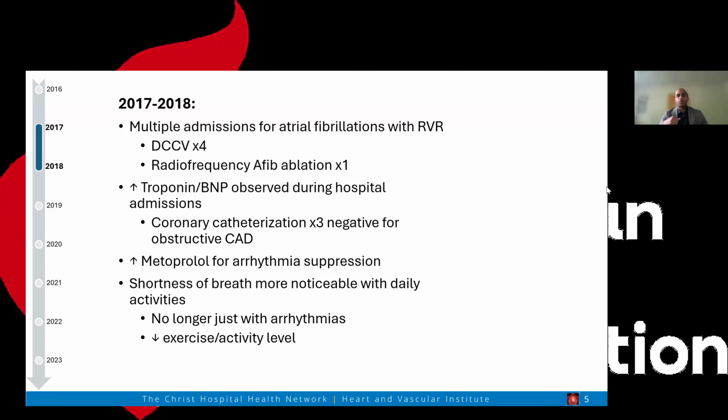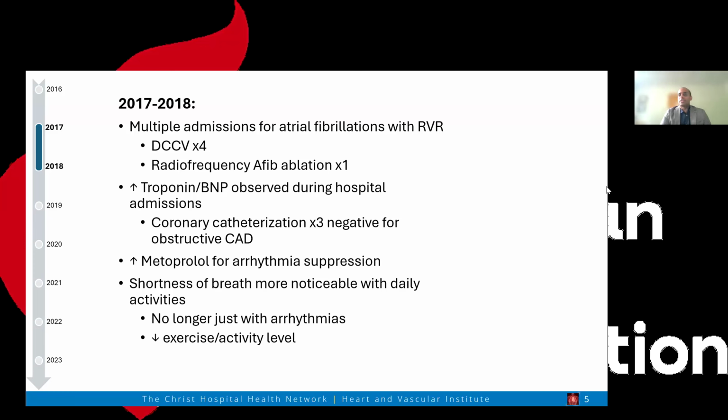During these admissions, notably, her troponin and NT-proBNP levels would be elevated, so she would end up getting ischemic workups over and over again. She got a total of 3 coronary catheterizations during this time, and all of them showed no significant coronary artery disease. In addition, her metoprolol continued to get up-titrated during this time to help suppress these arrhythmias.